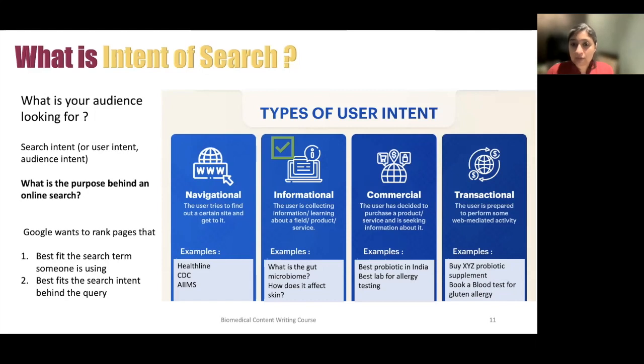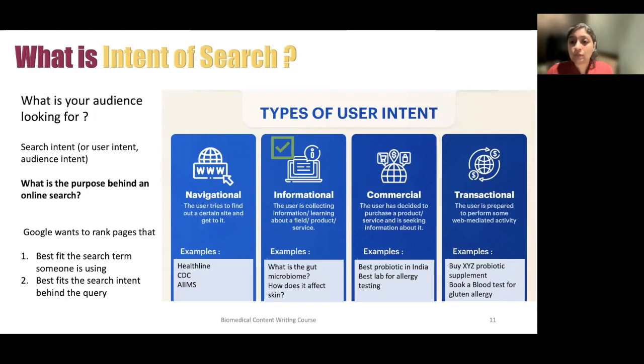Then there's informational. The user is collecting information or learning about a field or product or service. So they know about a topic and they want to know more about it. So they would put in keywords like, what is a gut microbiome? How does it affect the skin?